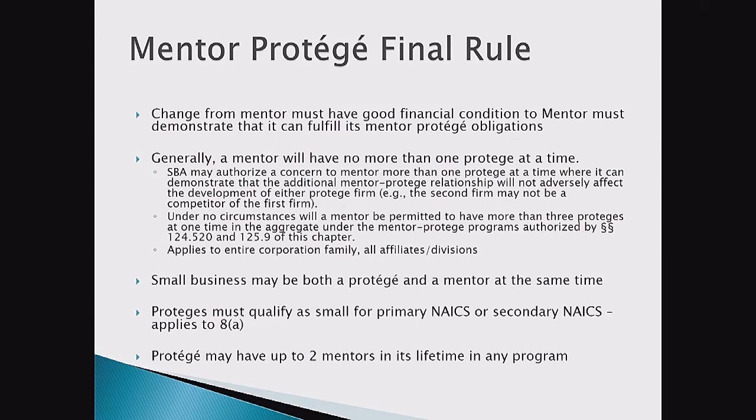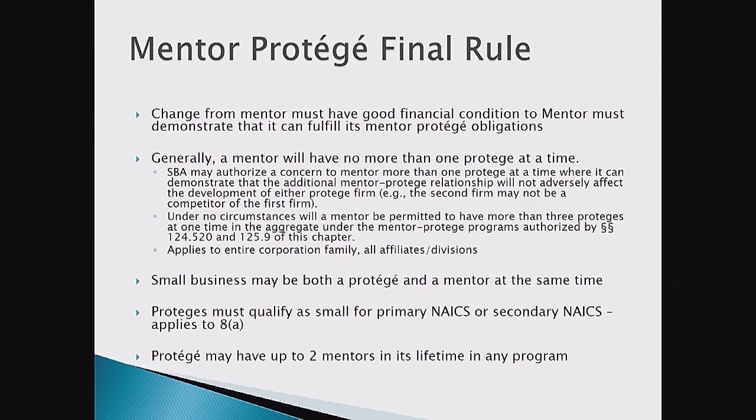Some of the changes around mentors are there. A mentor can have more than one protégé, only one at a time, but we may authorize up to 3, but they have to be in different lines of work, basically, when it can demonstrate that it's not going to be a detriment to the other protégé and they're doing different things.